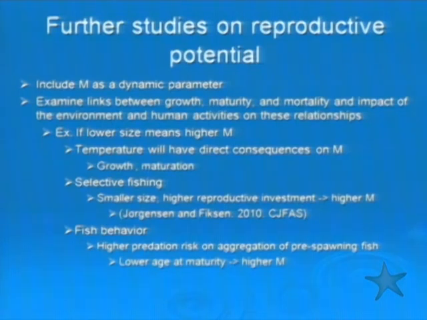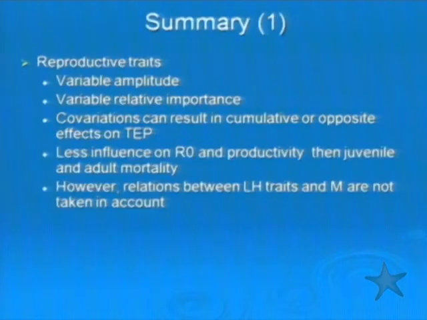For example, if you have higher predation risk on aggregations of pre-spawning fish, a lower age at maturity could mean that fish of smaller size will be put at greater predation risk. So this could again increase their mortality. So that type of relationship should be considered in the evaluation.